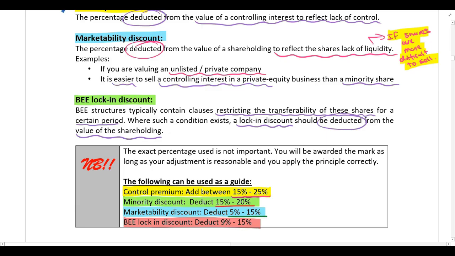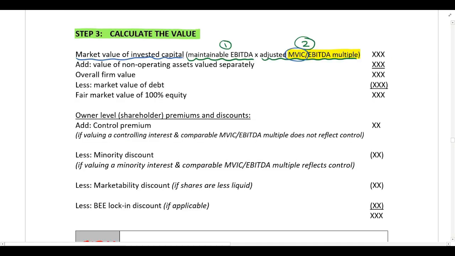Then the last shareholder or owner level difference that we need to consider is a BEE lock-in discount. There was no mention in this question, so you don't need to worry about that. Then if we go back to the framework, we've done everything in terms of the framework. We calculated the value of equity. We then took our owner level or our shareholder premiums or discounts into account.